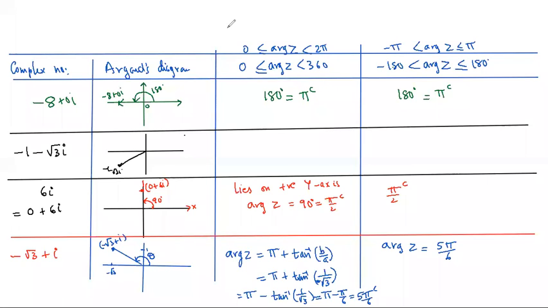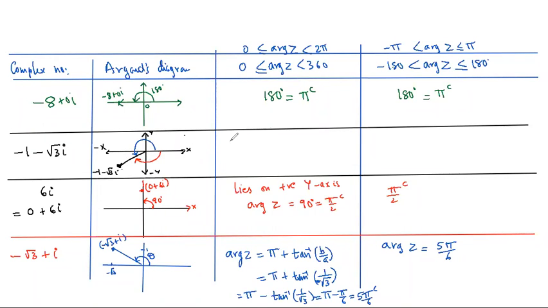-1, -√3i. So this is in the third quadrant. Now this will have two different answers. If you are measuring this way, then it is this answer. If you are measuring this way, then this is your second answer.